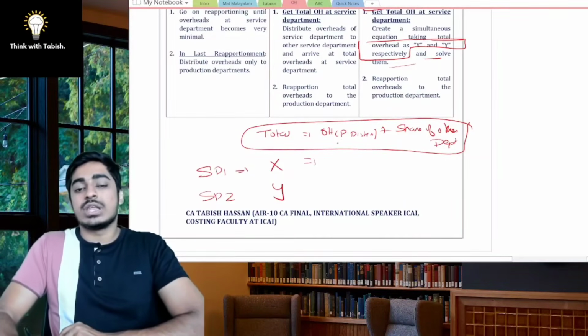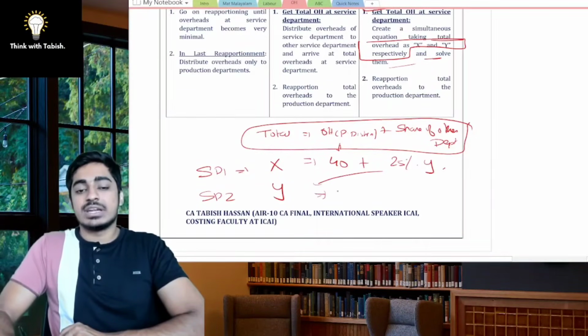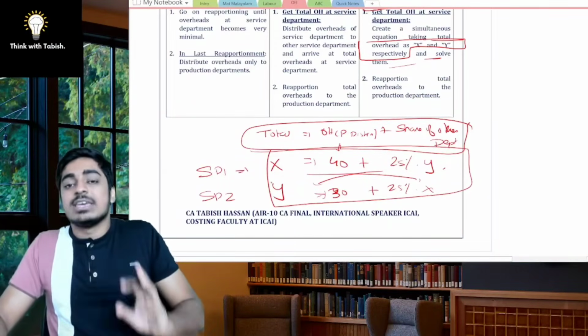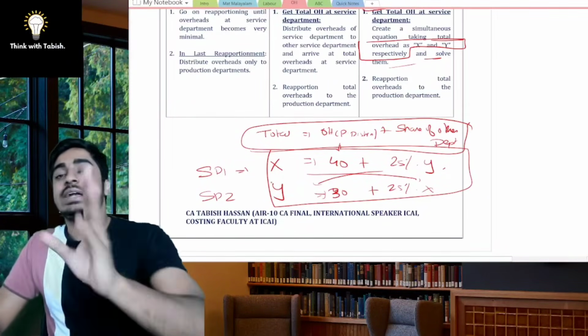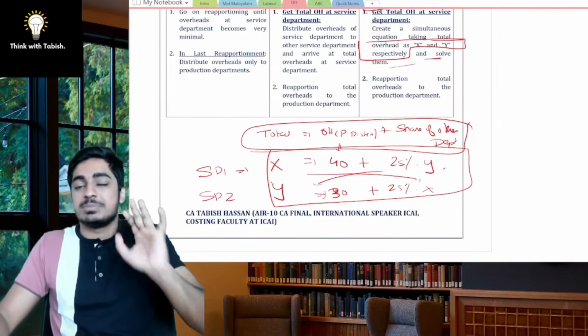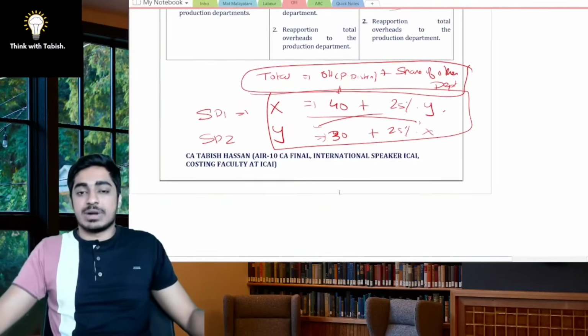Yes, we know total overhead is nothing but primary distribution, which will be available, plus the share of other department. Suppose it is 25% of other department's total overhead, which is Y. Similarly for the other department, primary distribution plus the share of other department. Solve this, get the value of X and Y, and we get the total overhead at service department. Once we receive the total overhead at service department, take the ratio and transfer it to the production department.